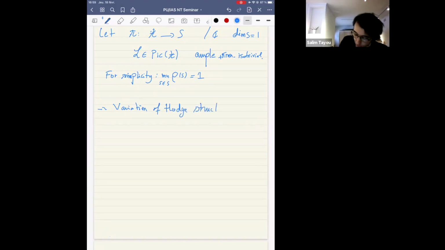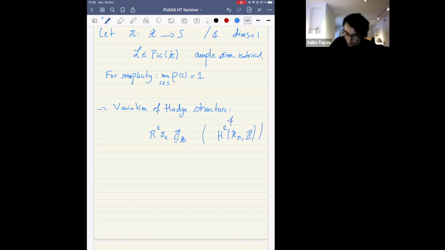in the following way. We consider first a local system over S, which is given by the second derived direct image of the constant local system Z over X. So this is basically the local system whose fibers are just the H2 of the K3s. These are the fibers, and they glue together in this local system.